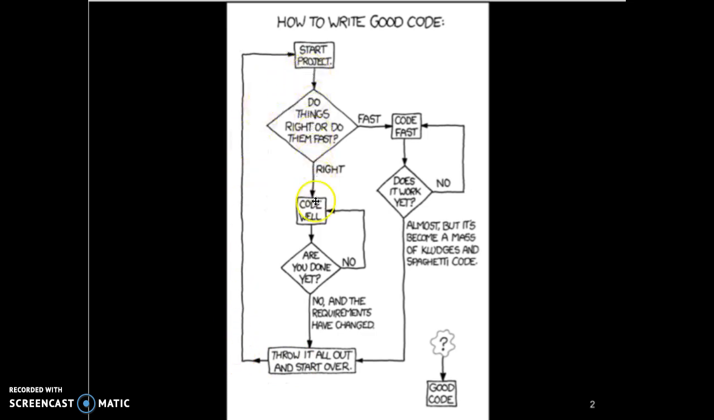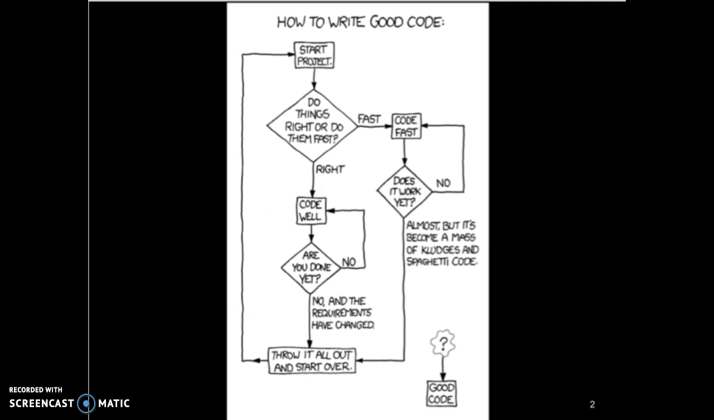So this time we're going to do them right. So we're going to code well. Are we done yet? No. And we're going to stay here till we get it worked. And then if we're done, no, and the requirements have changed, so now we're going to throw it out. So if you notice over here, there's no real way to get to good code. So there is some truth to this. It is harder than you would think to get things up and running and working well, but again, you get a general flow for the code in this program.